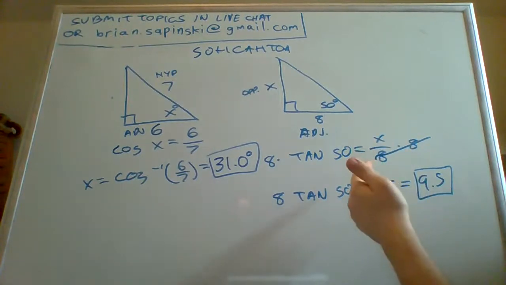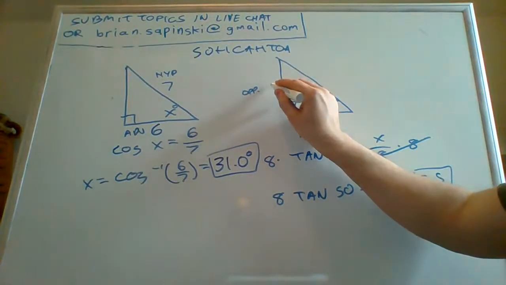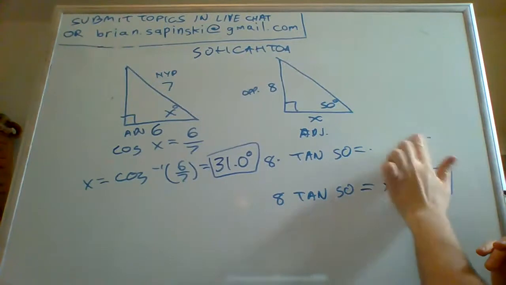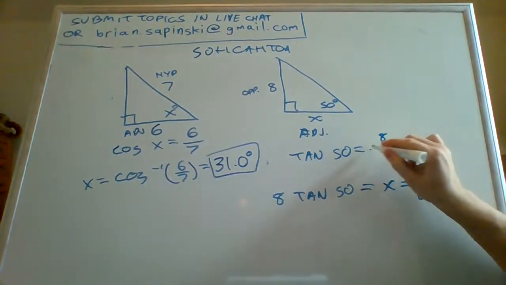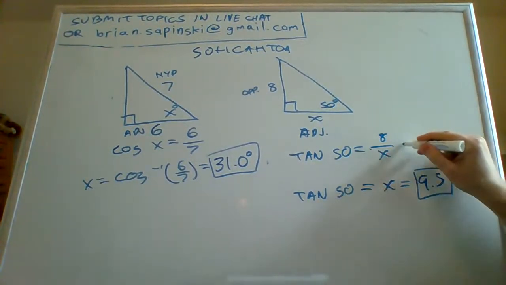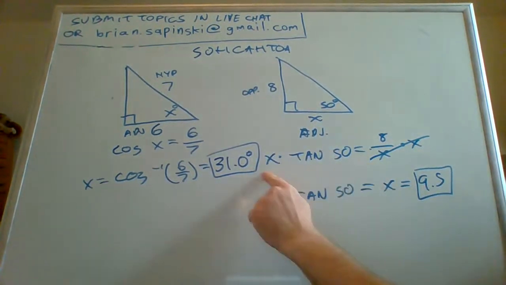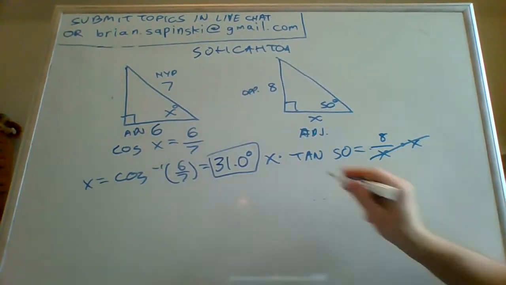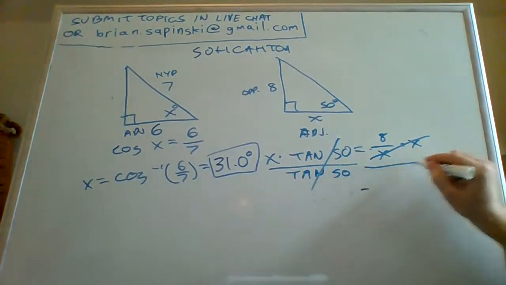And if the x is on the bottom instead, like what if these were backwards? What if the 8 was over here and the x was over there? Then the fraction looks like this. And then you have to solve it by multiplying the x out from under, bringing it over to the other side. But now you have a multiplication here. To get rid of that, you would have to divide by tangent over to the other side.